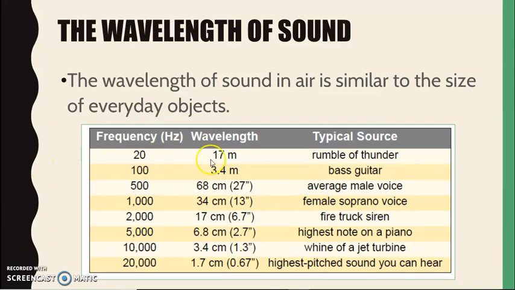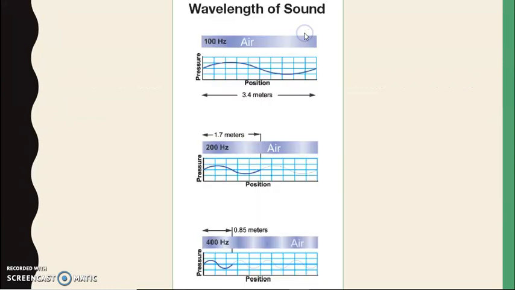So let's look at bass guitar right here. When somebody is playing a bass guitar, those sound waves, each wavelength, each crest is only about 3.5 meters, 3.4 meters apart. So 3.5 meter sticks, right? So sound waves, the actual waves themselves, even though you can't see them, they're there. And they are usually just normal sized, the size of everyday objects. And there's a graph, just in case you were curious. You can pause it and look at it if you want to.